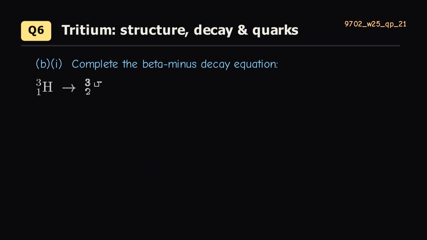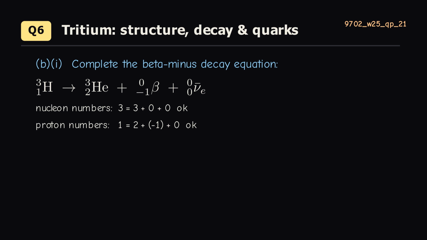Part B. Part 1. In beta minus decay, tritium becomes helium-3, plus a beta particle and an electron antineutrino. Check nucleon numbers, 3 equals 3 plus 0 plus 0. Check proton numbers, 1 equals 2 plus minus 1 plus 0.